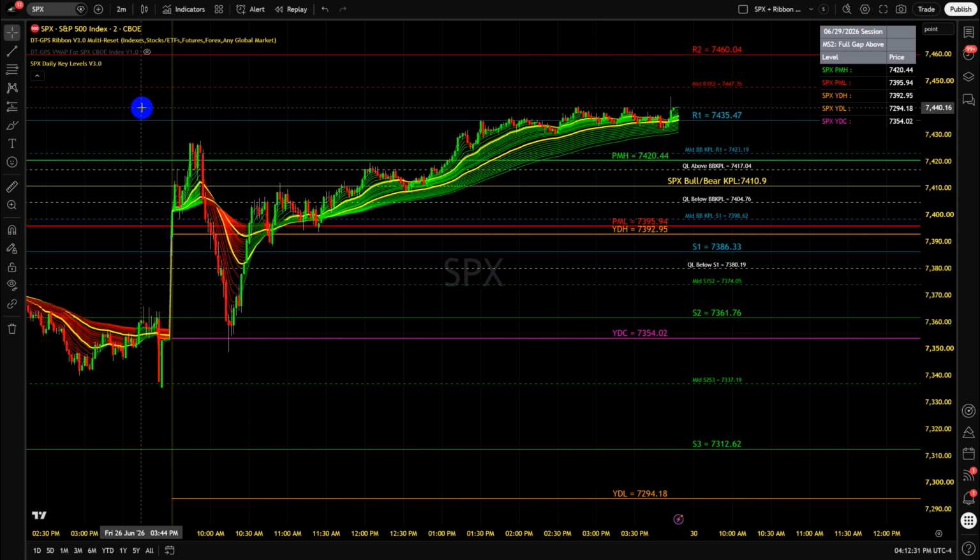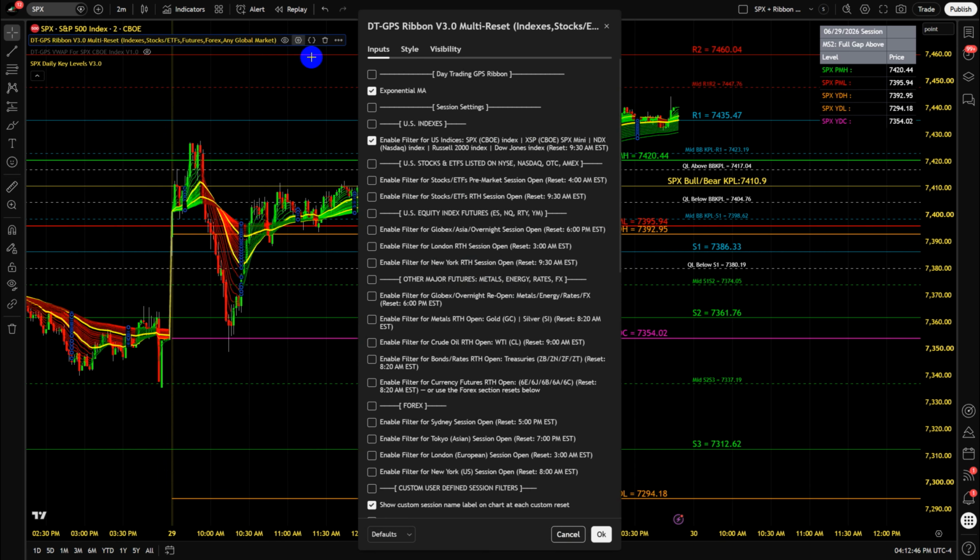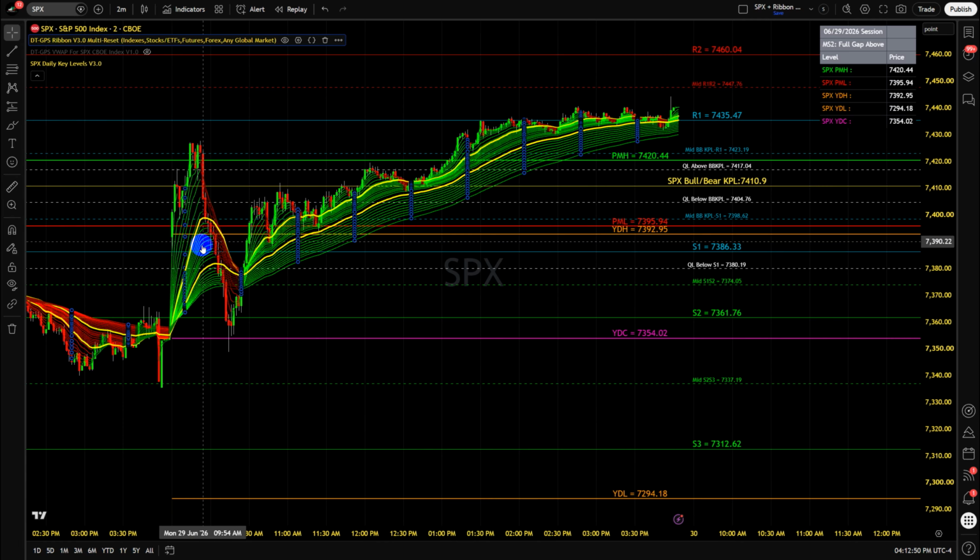Now, as we mentioned, if you have the dual ribbon on, either on a split screen or on multiple monitors, then you're going to see this right away earlier, because you have one with the ribbon filter on and one with it off. So if you have it off, then you're seeing this, again, another reversal move here.